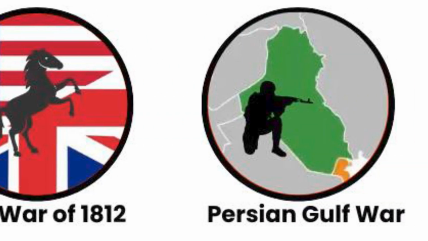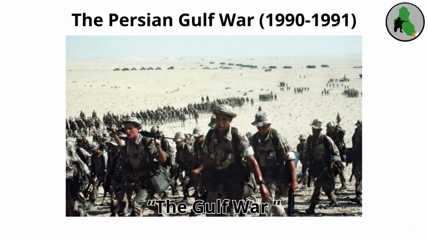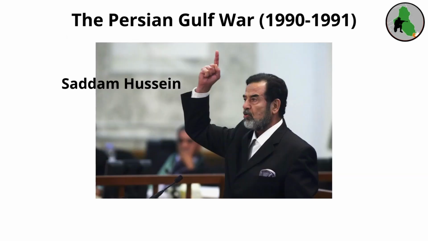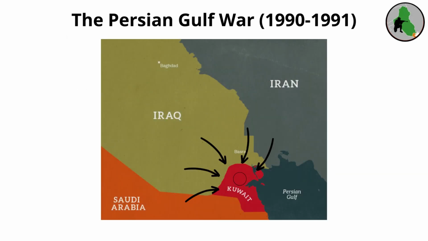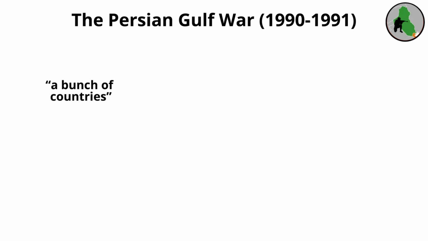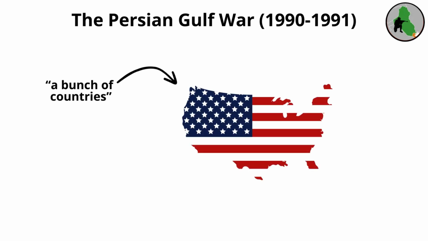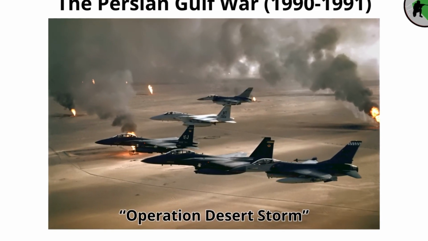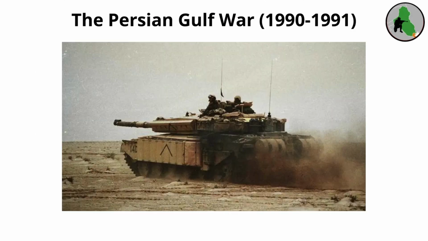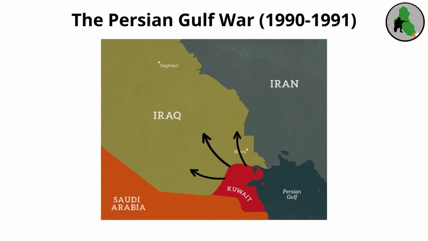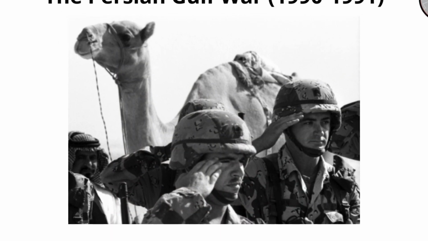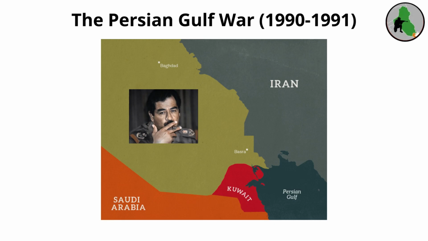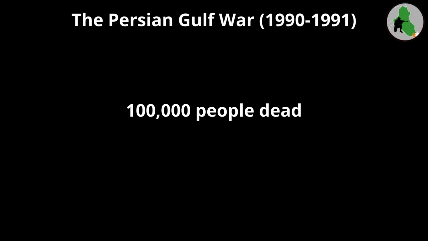The Persian Gulf War, also known as the Gulf War. This conflict began when Iraq, led by Saddam Hussein, invaded and occupied Kuwait. The war saw a coalition of countries, primarily led by the United States, launch a military campaign to liberate Kuwait and restore its sovereignty. Operation Desert Storm involved extensive airstrikes and a ground offensive, which swiftly expelled Iraqi forces from Kuwait. The war ended with a ceasefire agreement in 1991, leaving Saddam Hussein in power in Iraq, but under strict international sanctions and scrutiny. Approximately 100,000 people were killed during the conflict.